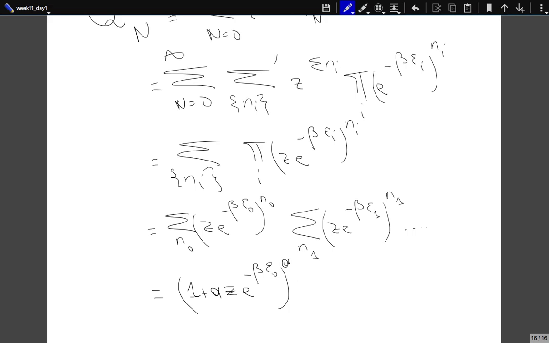So both for fermions and bosons, these are both a's. Whether it's a fermion or boson, that sum is always 1 plus a times z e to the power minus beta epsilon 0, to the power a. And similarly for the other ones, the n1 sum will also give me 1 plus a times z times e to the power minus beta epsilon 1, to the power a, etc. So now I have my grand partition function.